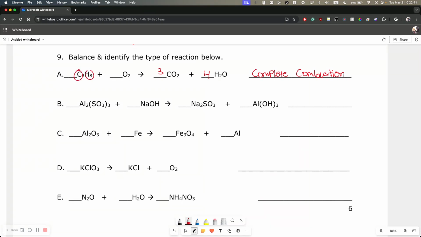That balances our carbons and hydrogens, so we're all set for that. Now we have to look at oxygen. We have 3 times 2, which is 6 oxygens on this side. And we have 4 times 1, there's an invisible 1 there, which means we have 4 more oxygens. That's a total of 10 oxygens here.